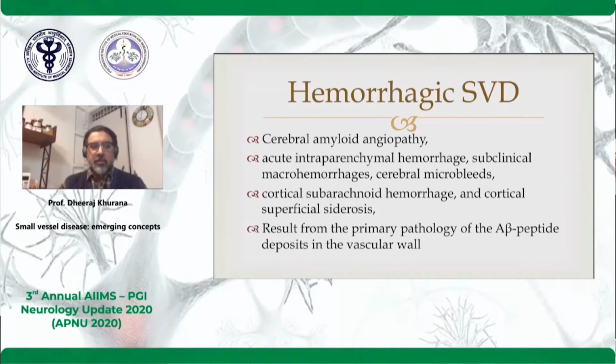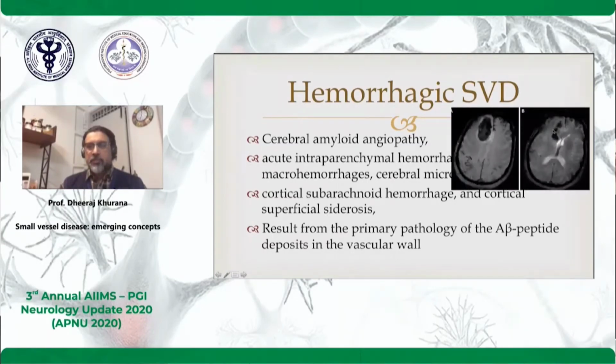Cortical, or they may be present in the sulcal hemorrhages. We've actually seen a few sulcal hemorrhages in amyloid, and they present with just seizures. So in fact, no deficit. Cortical superficial siderosis was seen in this patient also. This is a case of cerebral amyloid angiopathy.